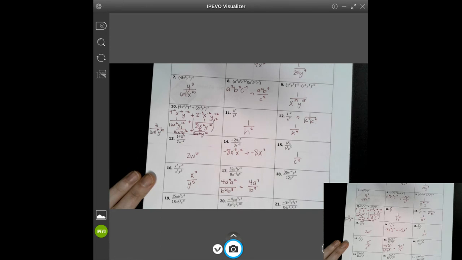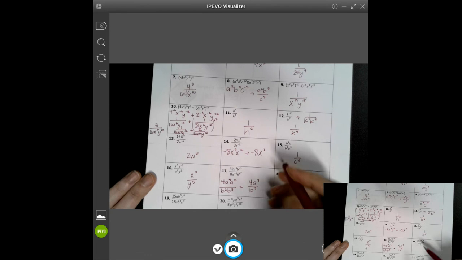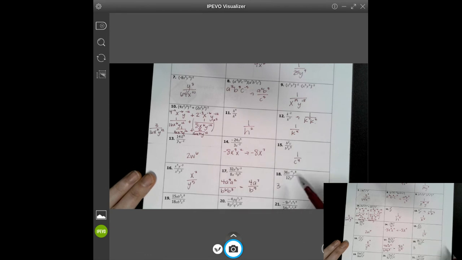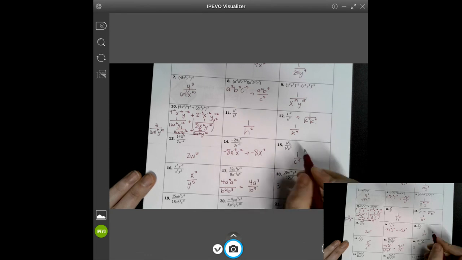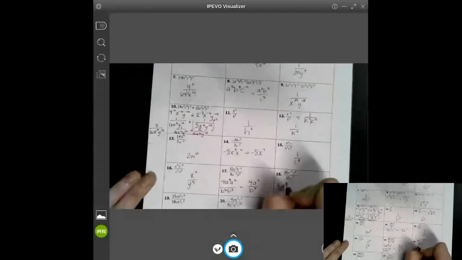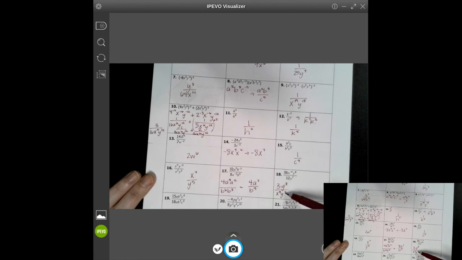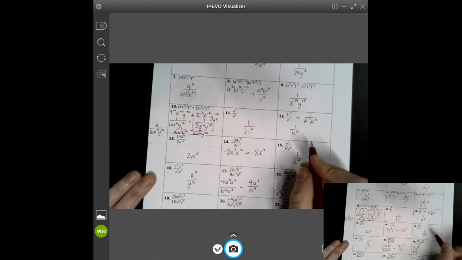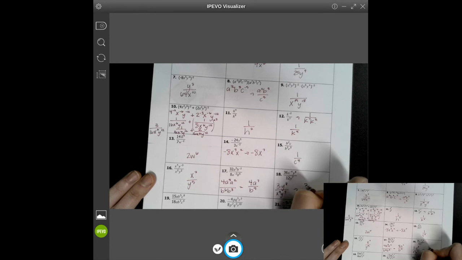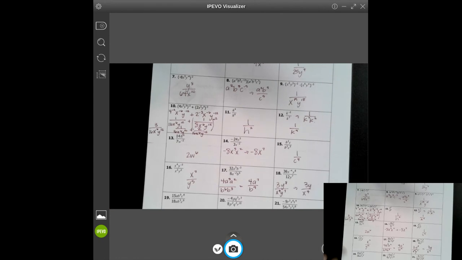Okay, let's try one more like that. 36 divided by 12 is 3. And move my x to the negative 4th down to the bottom, which means I have y to the 8th on top still, over x to the 4th, y to the 7th. Well, I still have like terms here, so I've got to subtract them. 8 minus 7 is 1, so this becomes 3y over x to the 4th. Okay? Go ahead and try 19 through 21 for me.